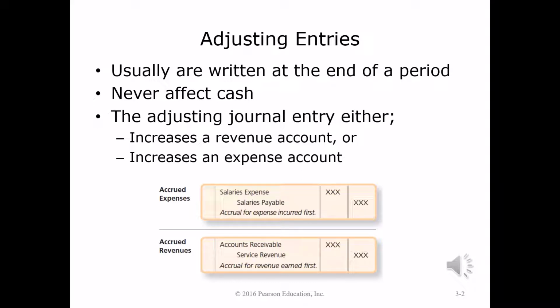One of the things I suggest is after you've written all of your adjusting journal entries in your general journal, that you just review all of your separate entries to make sure that these rules were followed. Make sure there are no adjustments to cash, and make sure that every single journal entry has either a debit to an expense account or a credit to a revenue account.